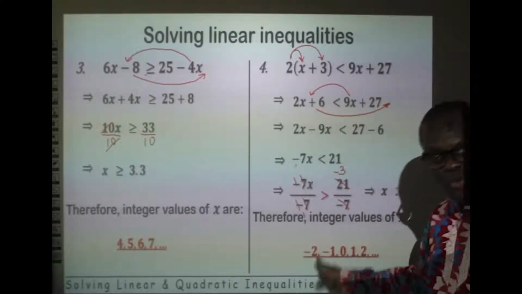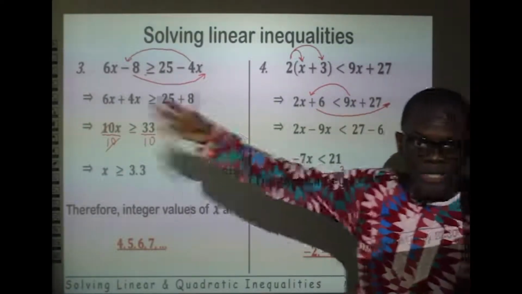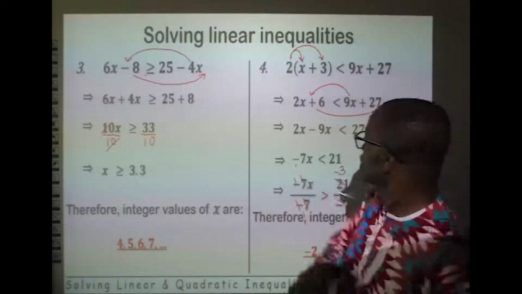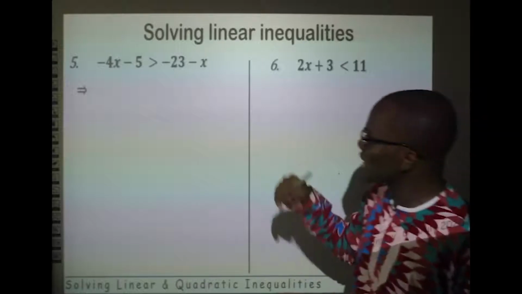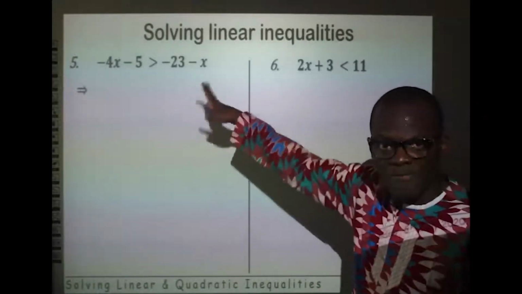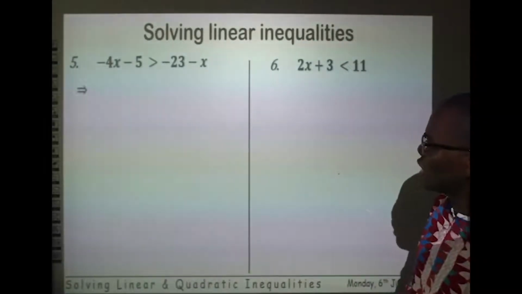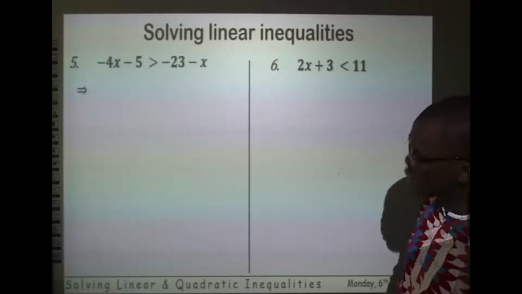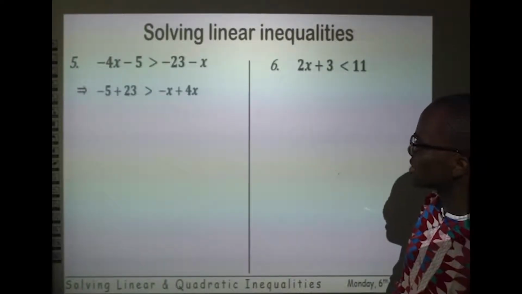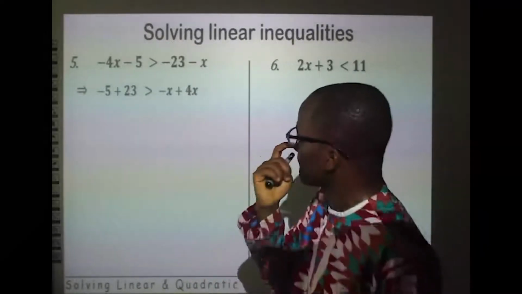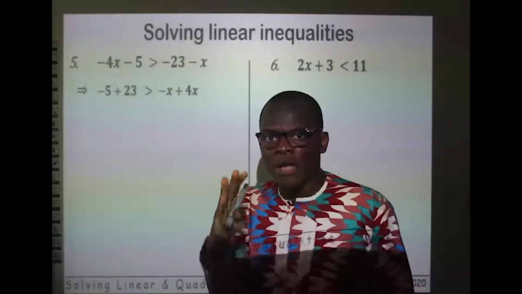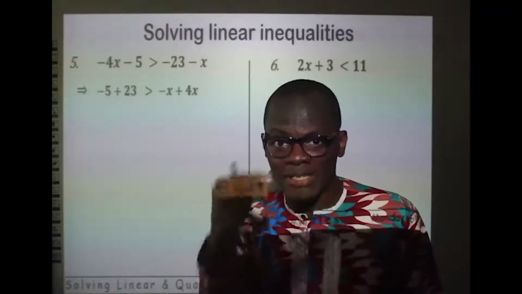Minus 2, minus 1, 0, 1, 2, and so on. Okay, so far so good. Quickly, let's move on to the next question, number 5. Again, I just want you to watch and follow. You collect like terms, and when you collect like terms, you have minus. Now, I want you to do something slightly different here, just to show you that you can actually go a different way and still get your answer right.